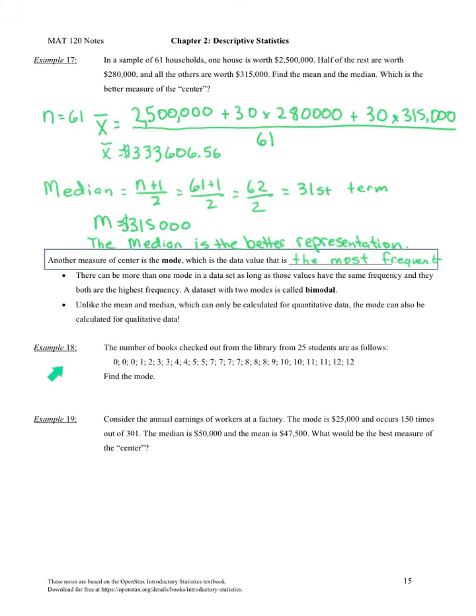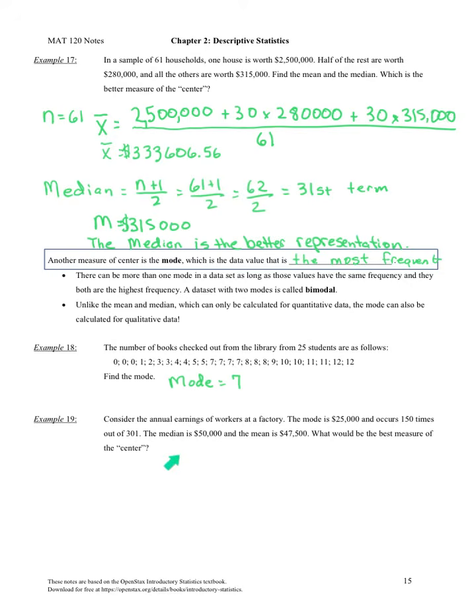Example 18 asks us to find the mode of the following numbers that represent the number of books checked out from the library from 25 students. Which number here occurs the most? And the mode here is 7. 7 books were taken out the most often.